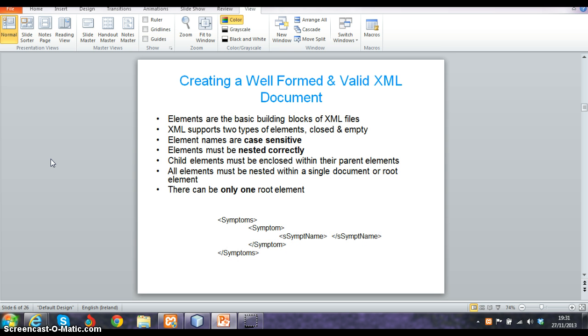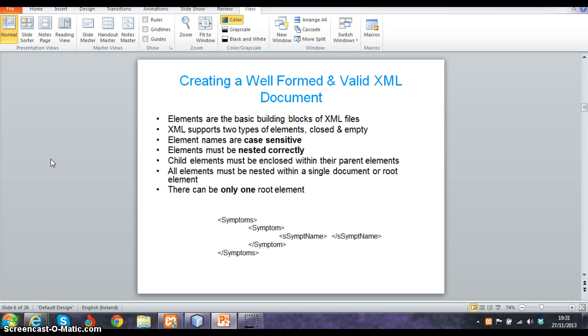Creating a well-formed and valid XML document: there are elements, the basic building blocks of XML files. XML supports two types of elements, closed and empty. They are case sensitive. They must be nested correctly, which we found out when we tried to validate our DTD on one occasion. Child elements must be enclosed within the parent elements. All elements must be nested within a single document or root element, and there can only be one root element.